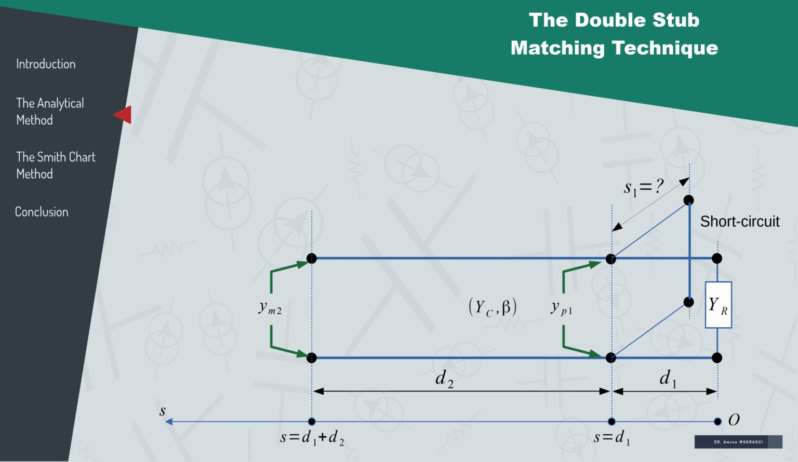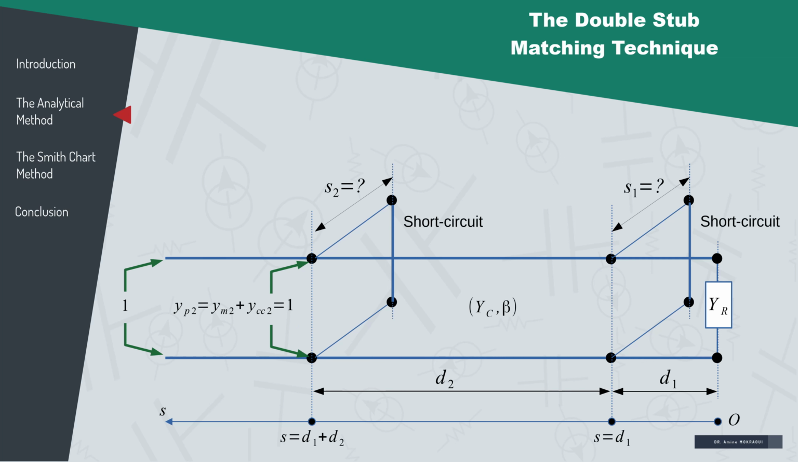The admittance yP1 can be moved toward the generator. Because of the length D2 of the second transmission line, yP1 will be transformed to an admittance yM2. Here again, after connecting in parallel the second stub at S equal D1 plus D2, the new input admittance will become yP2 so that yP2 equals yM2 plus Jb2, where b2 is the susceptance brought by the second short-circuited stub. At that point, we would like to have an input admittance matched to the transmission line, that is, yP2 equals yC.